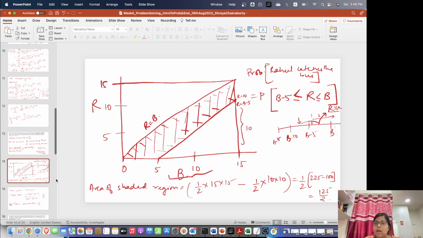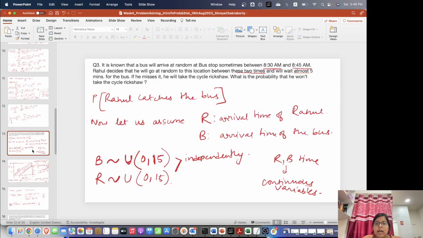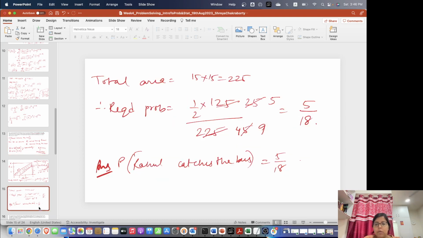Is this clear? Any doubt? No, ma'am. Alright. So if you were asked the probability that he will take the cycle rickshaw, then what we had to do was just take 1 minus of this thing. Alright. Fine. So now I'll proceed to the next one.